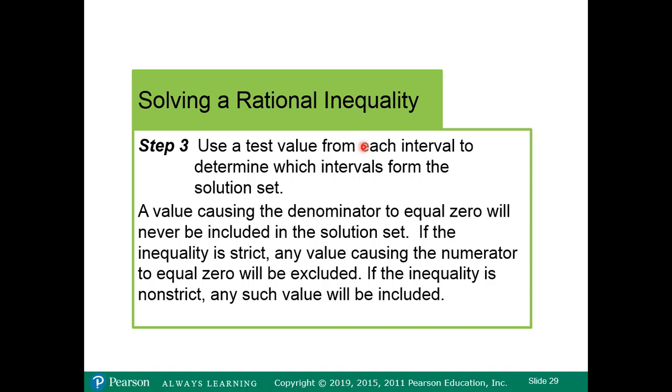And then step 3, use a test value from each interval to determine which intervals form the solution set. Now a value causing the denominator to equal 0 will never be included in the solution set. If the inequality is strict, any value causing the numerator to equal 0 will be excluded. If the inequality is non-strict, any such value will be included. So we'll do some examples of that.